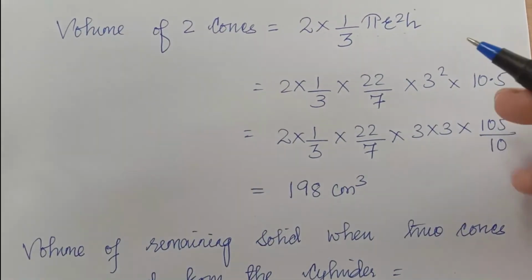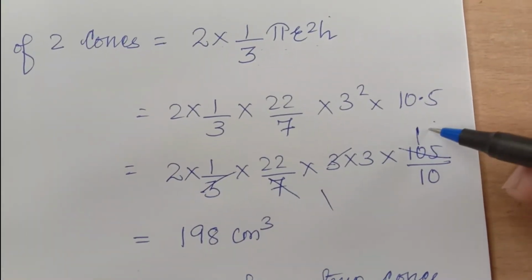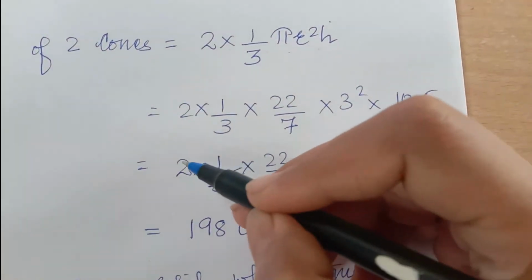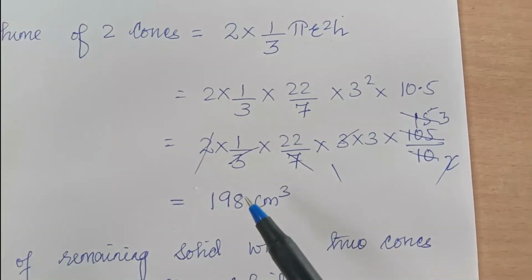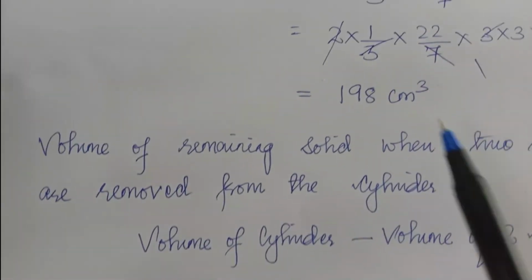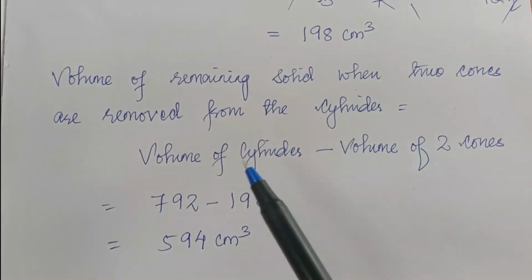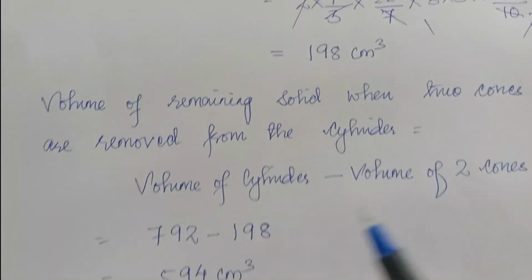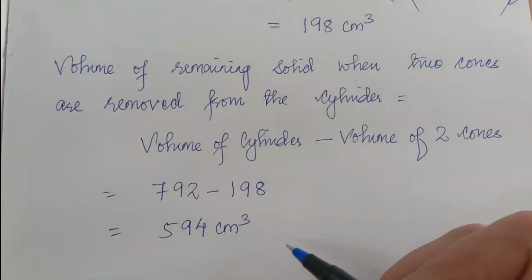Then you simplify it. 3 and 3 can be cancelled out. 7 1s are 7, 7 1s are 7, 7 5s are 35, 5 3s are 15, 5 2s are 10, 2 cancel. Now multiply this, you'll get 198 centimeter cube. So the volume of 2 cones is 198. So you have to remove this. So volume of remaining solid when 2 cones are removed from the cylinder is volume of cylinder minus volume of 2 cones. Volume of cylinder we got 792 and volume of 2 cones 198. So answer is 594 centimeter cube.